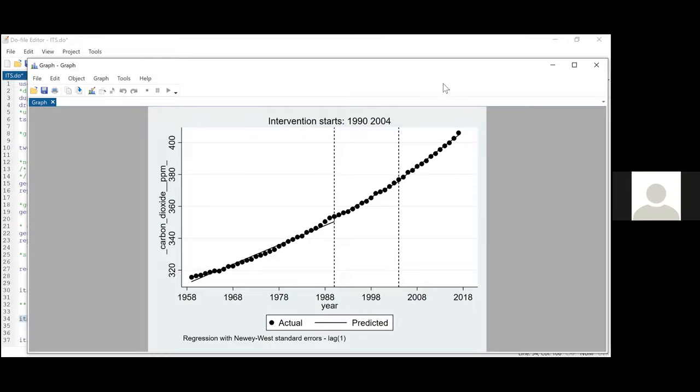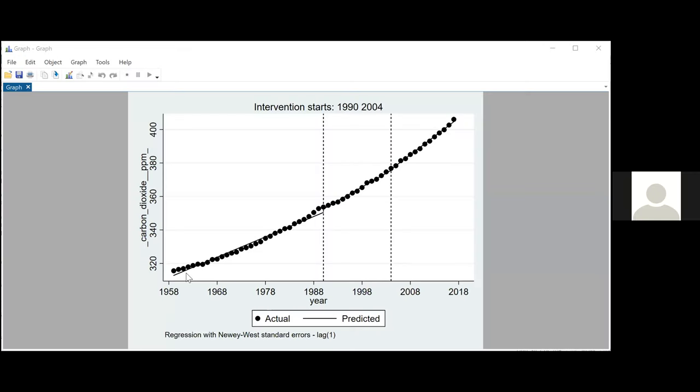See if it will be any different. I think I have to stop sharing and then share this. So when I share this, you can see between 1958 to 1990, this estimates some trend here, which might be a bit different.